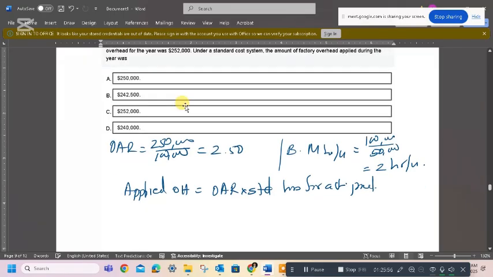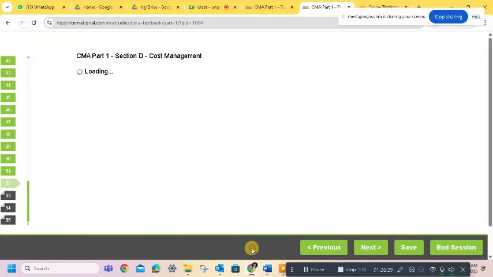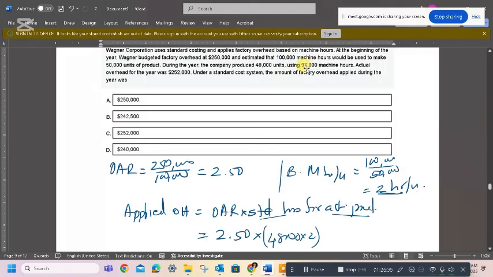So OAR is 2.5. Standard hours for actual production: how many units did they produce? 48,000. So 48,000 into 2. 2 is the expected machine hours for 1 unit multiplied by 48,000. This is the meaning of standard hours for actual production. So that's going to be 96,000 into 2.5, $240,000. Let's see the option and come back again. 240 is correct. See the working format. So this actual hours of 97,000 is just the distraction. Nothing to do with that.